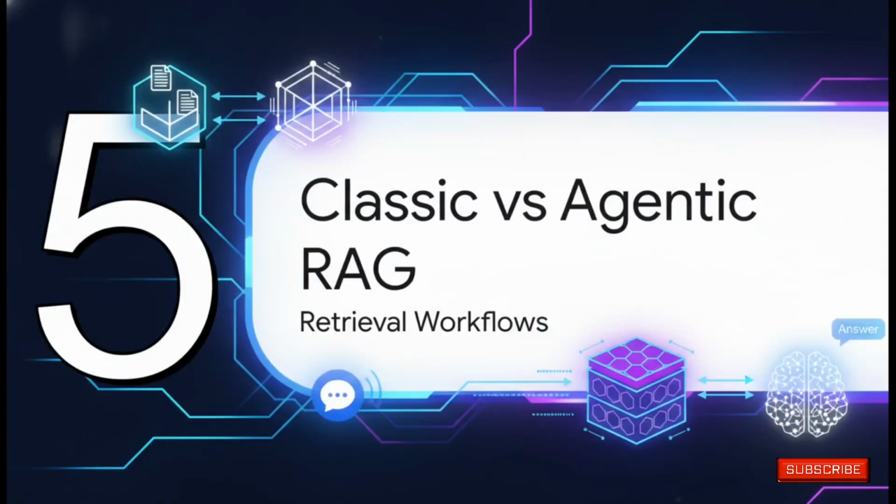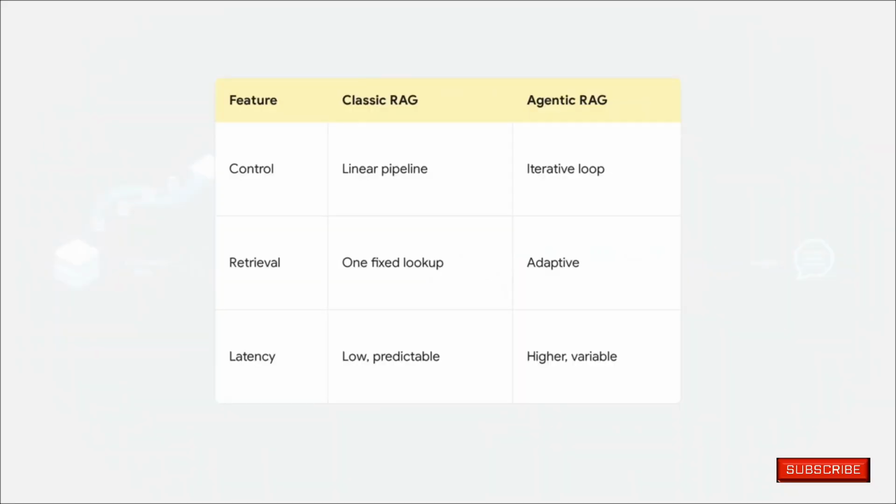Let's jump into Section 5, Classic versus Agentic RAG. We need to look at our retrieval workflows and see how this all builds up, because sometimes a simple, single-pass lookup just isn't going to cut it for complex enterprise queries. This is where we compare classic RAG to agentic RAG. Classic RAG is a linear, stateless pipeline. It retrieves once, generates, and forgets.